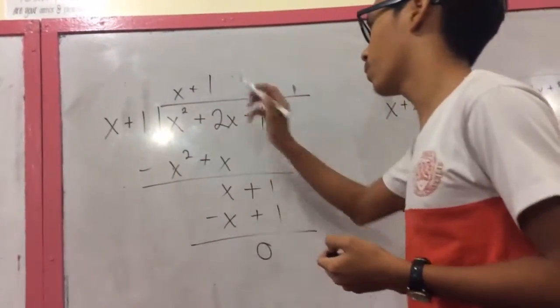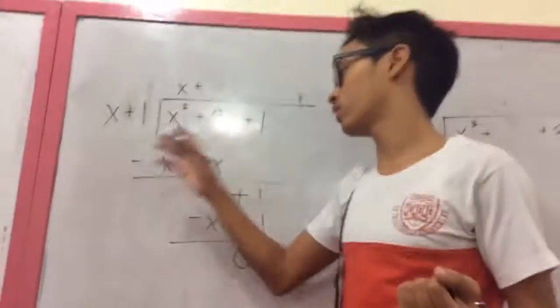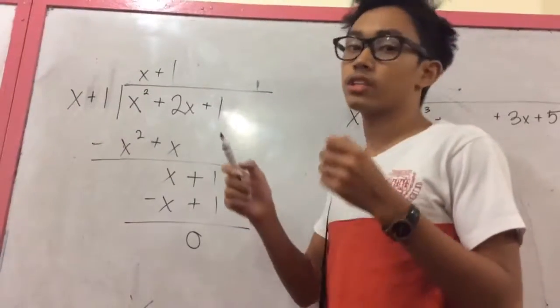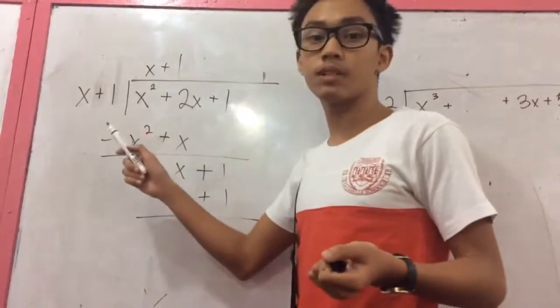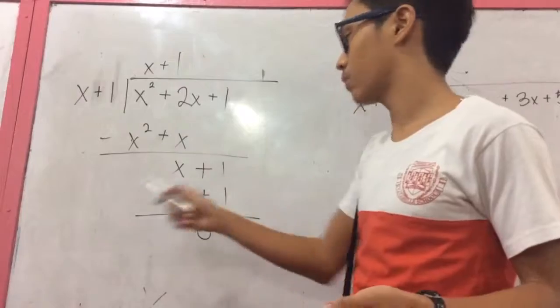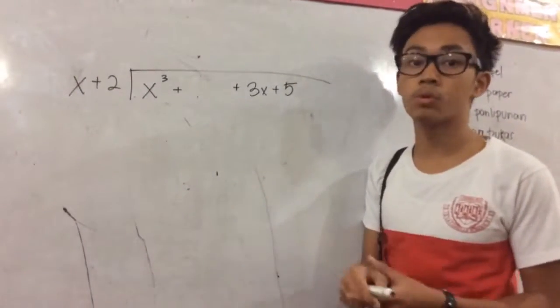X divided by x would be 1. So mentally, if you divide x plus 1 by x plus 1, it would of course be 1. So just to be clear, 1 times x plus 1 would be x plus 1. So minus x plus 1 would be 0. Now let's try this last example before we move on.